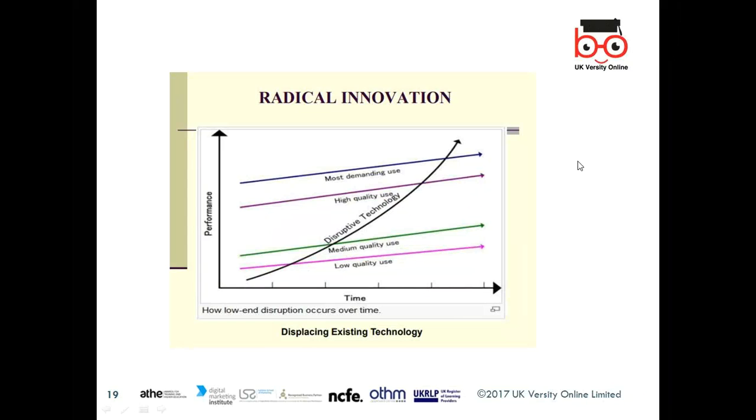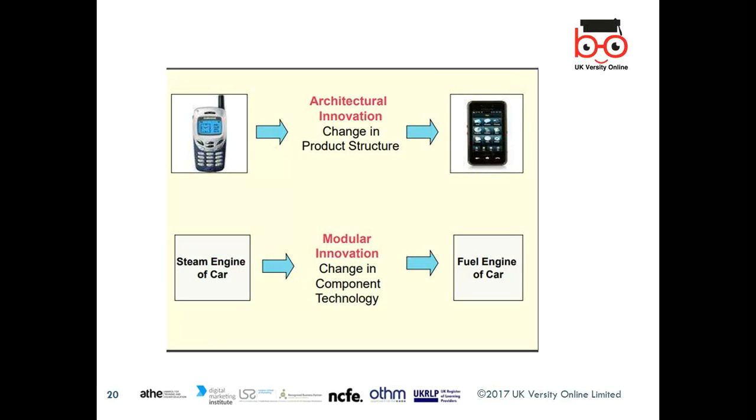Radical innovation, we can look around the performance: low quality use, medium quality use, thick technology, high quality use. Now we are moving to the most demanding use. So we need to look around at how we can effectively use scarce resources to get success. Like here, structural innovations change the product structure.